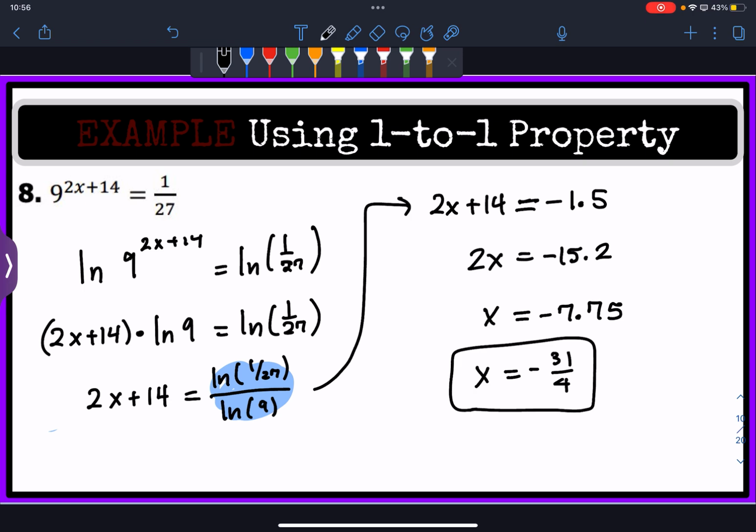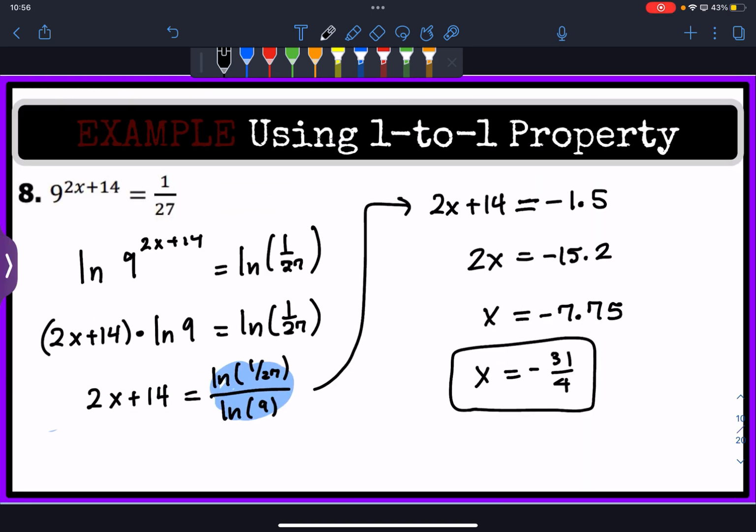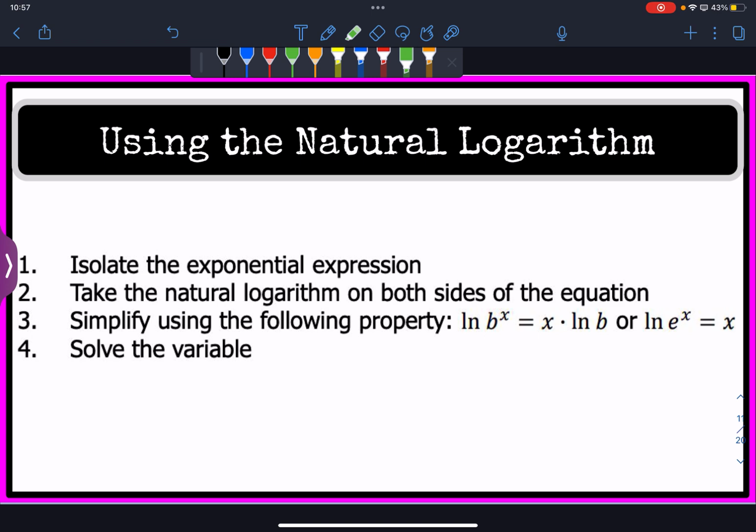So you can always use this technique for every equation. The one-to-one property only works in the special situations when there's a way of rewriting our bases so they are the same, and therefore our exponents would be the same. So on these examples, if you can't find a way to make the bases the same, then you can use this technique every single time.